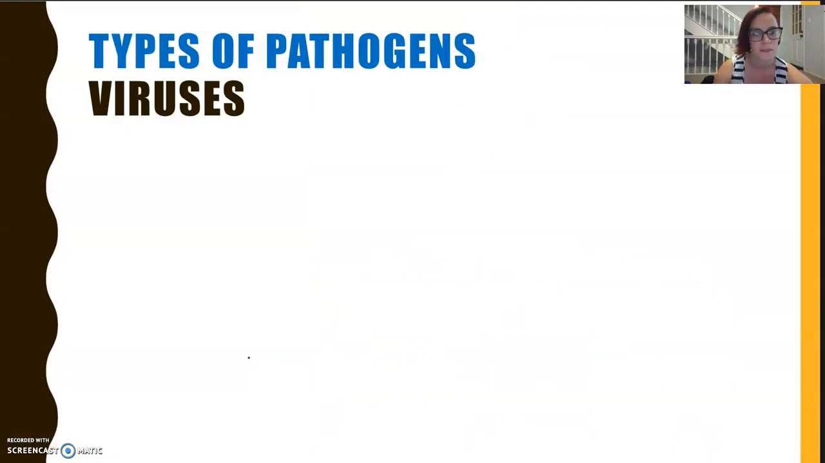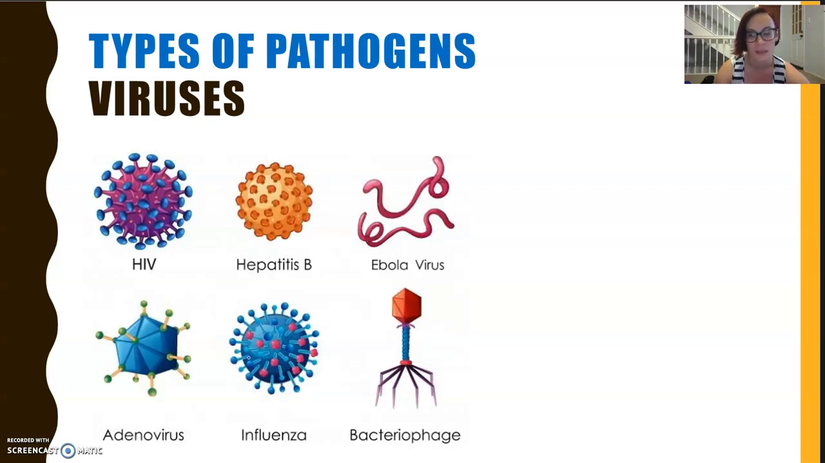All right, let's talk about some types of pathogens. Viruses are one of these. They are submicroscopic. They are made of DNA and RNA inside of a big protein coating. They are not alive, so they have no metabolism. Because of this, they can't survive on their own.